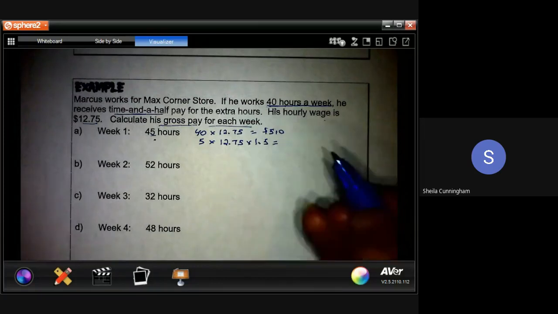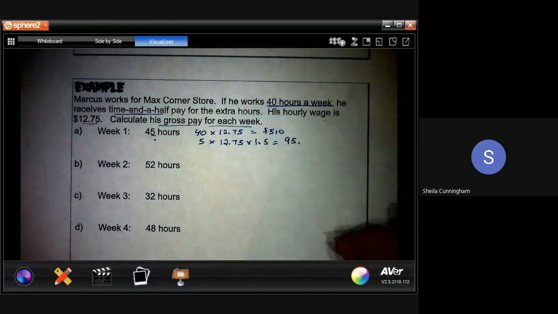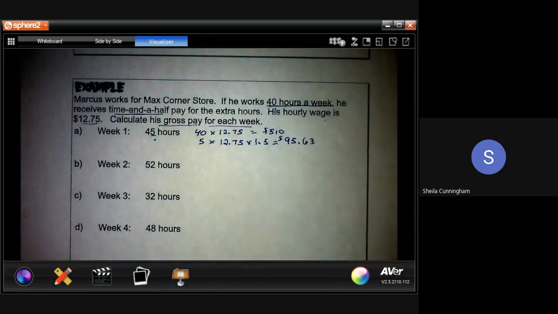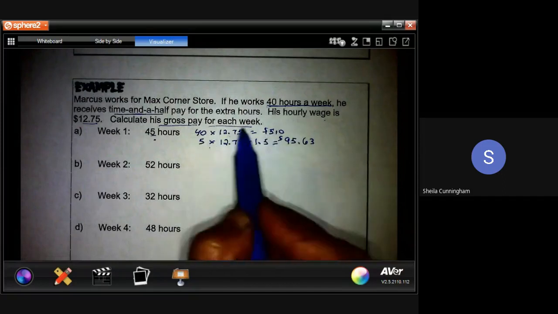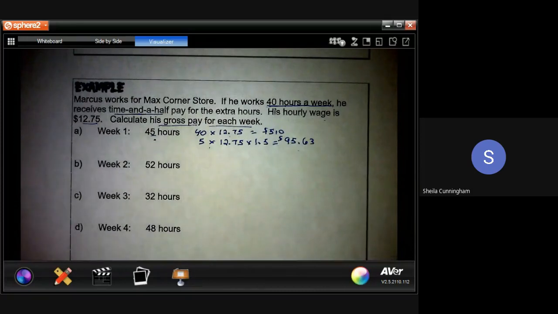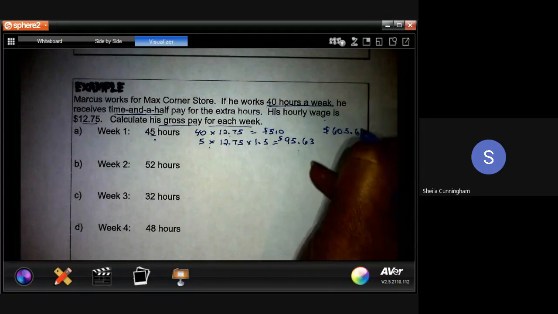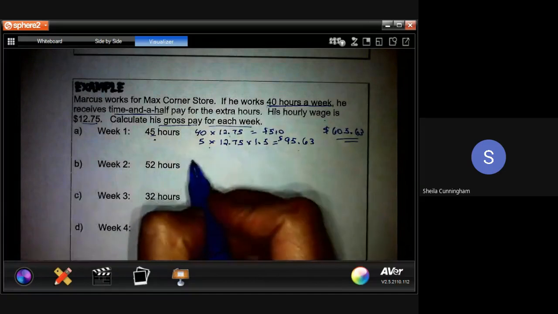So for those 5 hours, he has made an additional $95.63. Now for the week, all we're doing is taking his regular 40-hour week earnings plus his overtime earnings and adding them together. So 510 plus 95.63, and for week one, he's making $605.63. So we can go ahead with the next one.